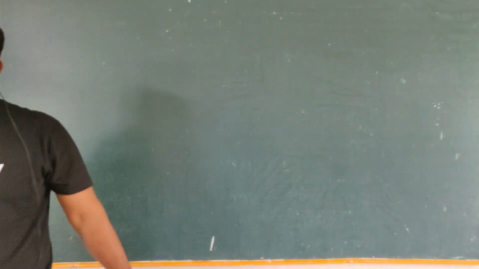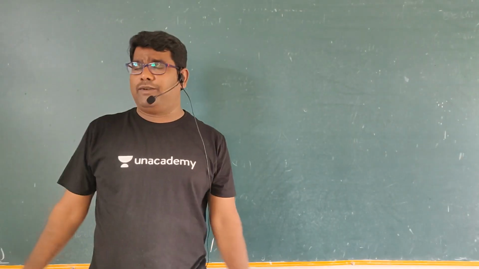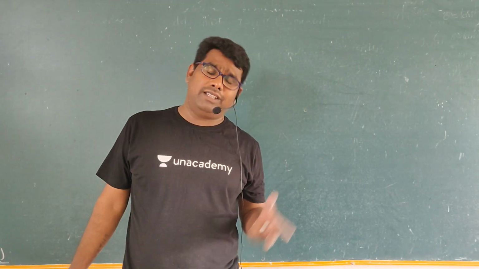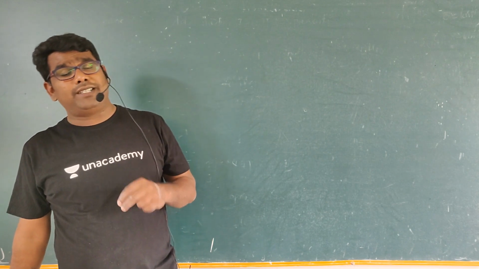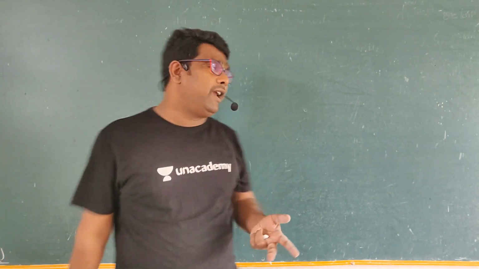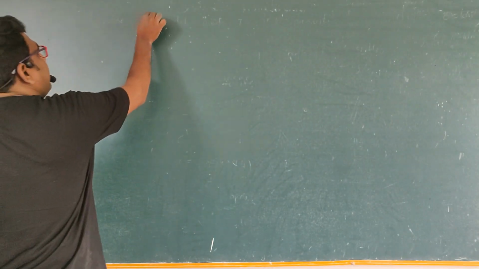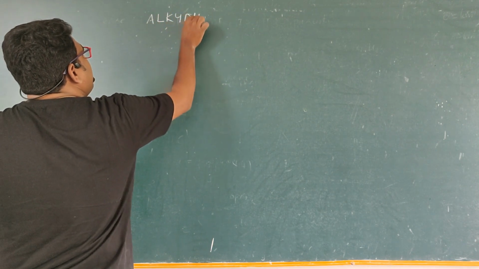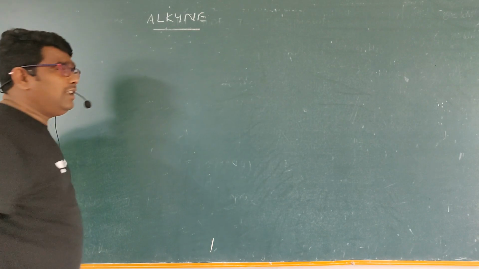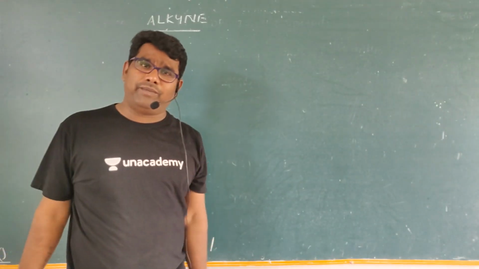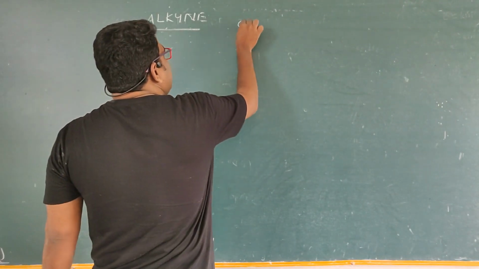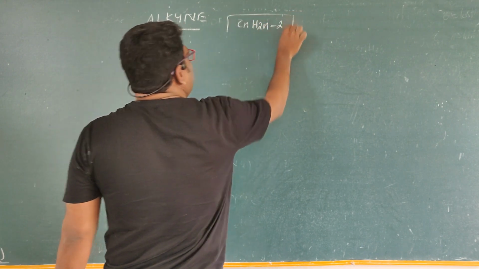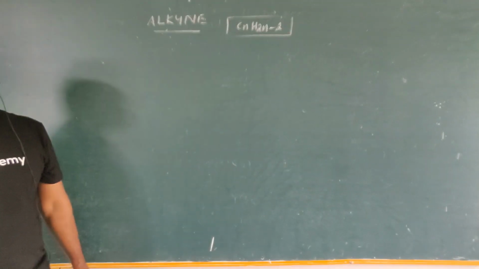Here also it is the same, my dear student. Here there are case 1 and case 2. If the number of carbons is even, it is different. If the number of carbons is odd, it is different. Okay. Next, alkyne. What is the general formula for alkyne? Alkene is CnH2n. Alkyne is CnH2n minus 2. This is the general formula for alkynes.